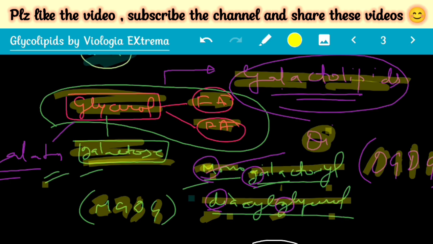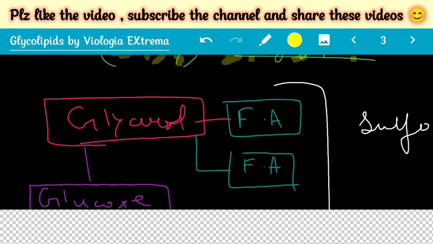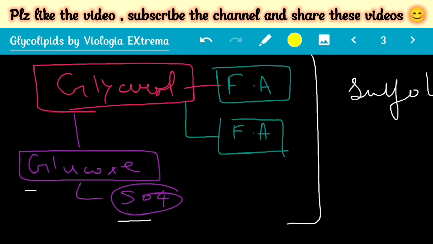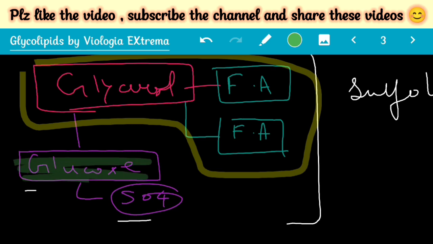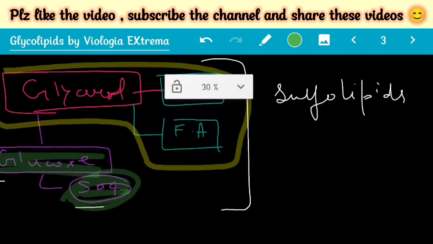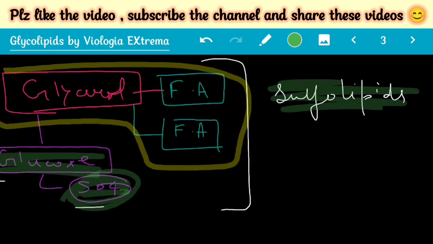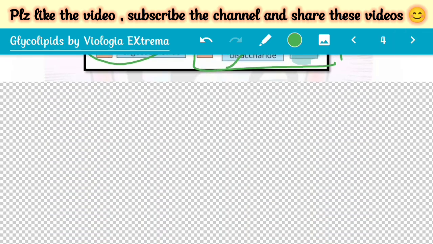Clear? Now if we make some changes, using the same diacylglycerol component, but instead of galactose we use glucose as the carbohydrate, and that glucose is sulfonated, then we refer to this type of glyceroglycolipid as sulfolipids, because the carbohydrate moiety is sulfonated here. Okay, so let's look at the notes.